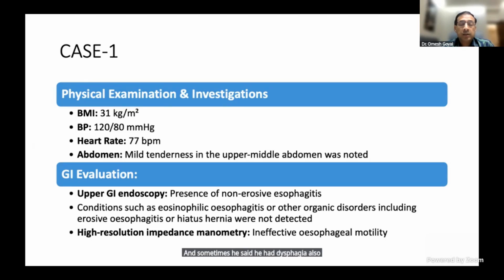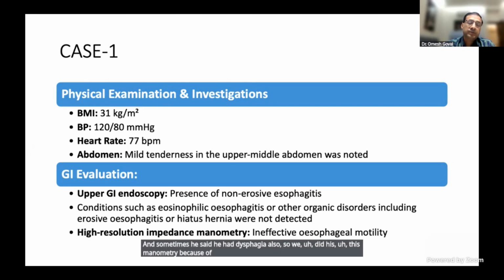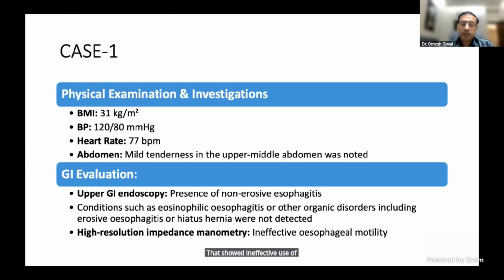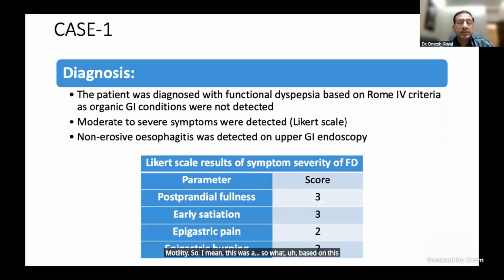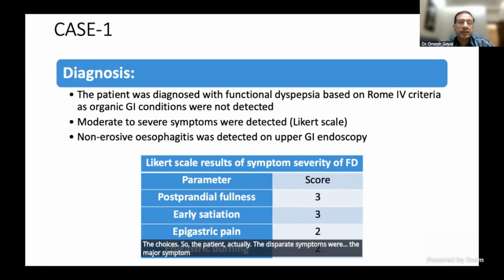So we did manometry because of the predominant dysphagia, occasionally happening. That showed ineffective esophageal motility, which is a minor disorder of motility. So, based on this, what would we consider the choices? The patient actually, the dyspeptic symptoms were the major symptom, and the motility disorder symptoms were lower.